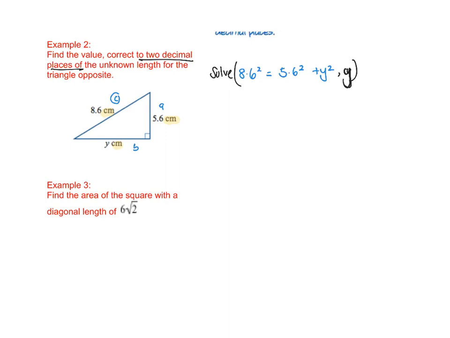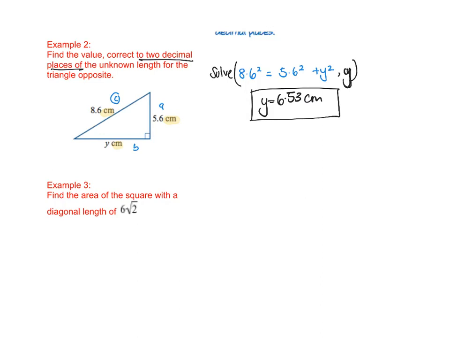And when we do that, we end up with y equals 6.53 centimetres. Okay, so there's 2 decimal places. Be careful now, you have decimal places or significant figures. It could be either way.